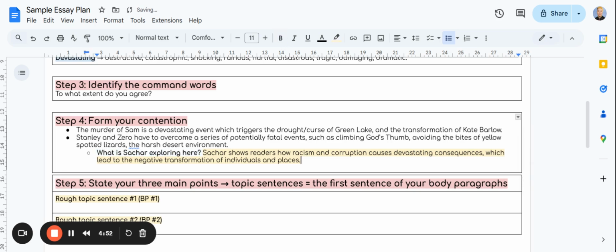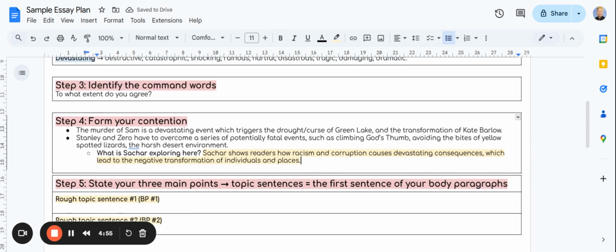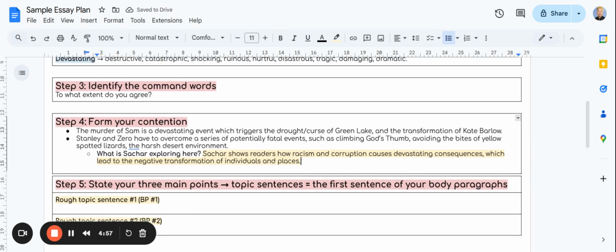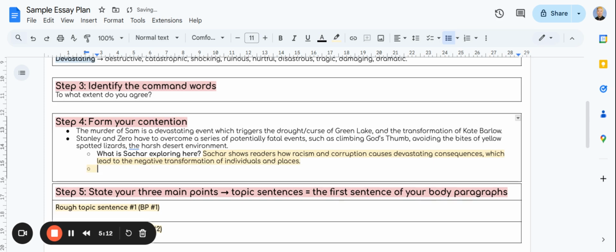All right? So always ask yourself, if you think of examples first, great. But remember, examples aren't your contention. Once you come up with your examples, ask yourself, what is the author, so in this case, what is Louis Sachar trying to say through these examples? What's he exploring here in relation to the essay topic?